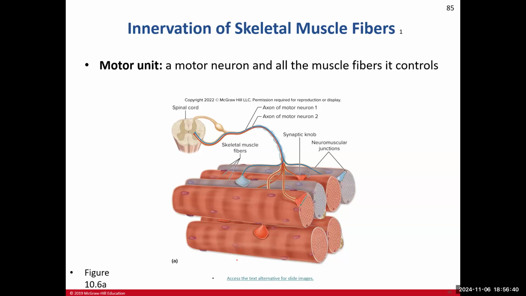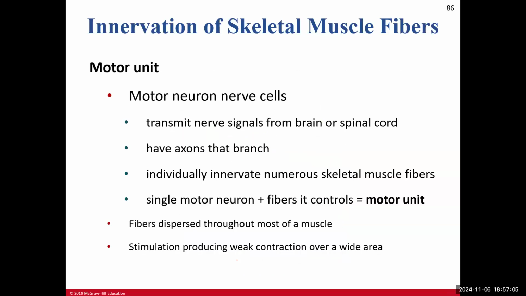A single, I'm going to keep saying this because I don't want you to miss this on the test. A single motor neuron, one single motor neuron, and all the muscle fibers it controls. So one single motor neuron can innervate one muscle fiber, or it can innervate 5, 10, 20, 30, 50, 100. Okay, right? But you have to have one single motor neuron. Keep that in mind.